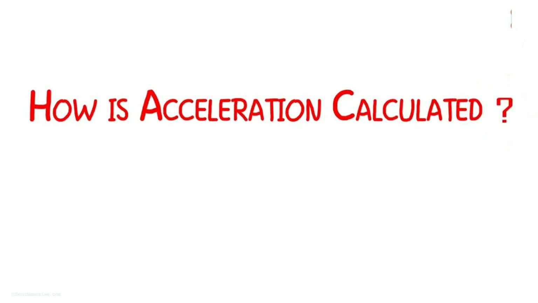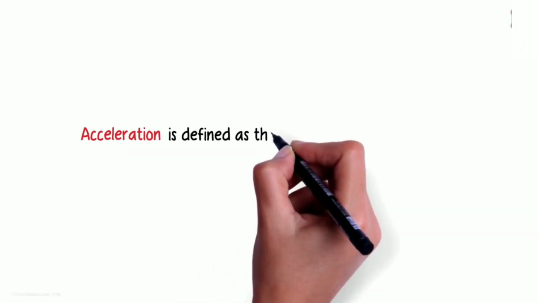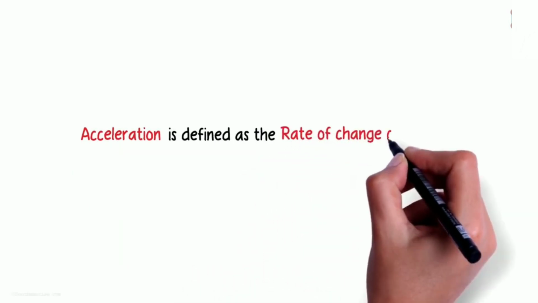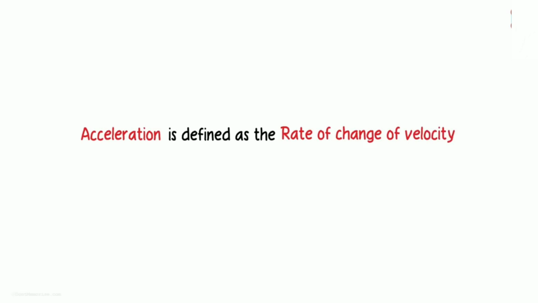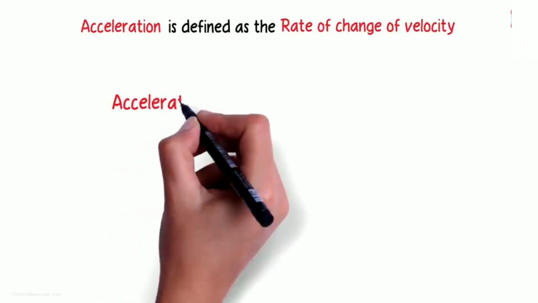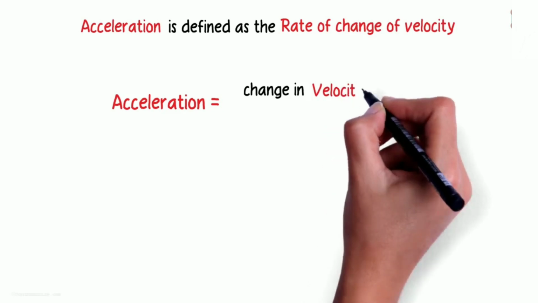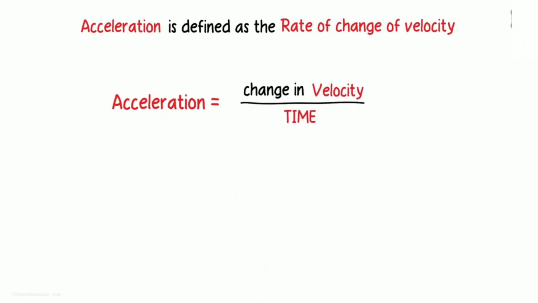To find the value of acceleration, we have an equation. First of all, the definition of acceleration. Acceleration is defined as the rate of change of velocity. That means change in velocity in unit time. The equation for acceleration is change in velocity divided by time. This is the equation to find the acceleration.